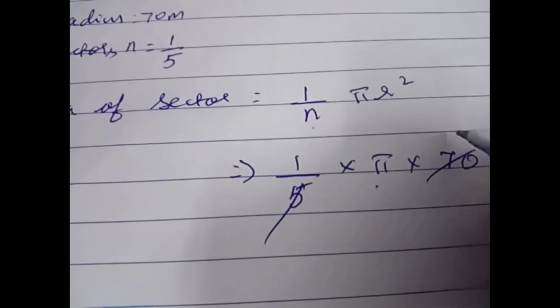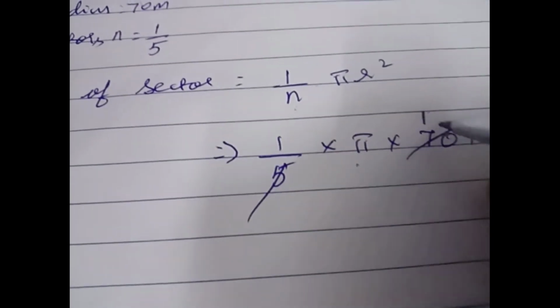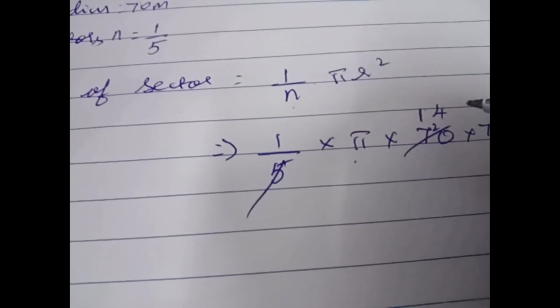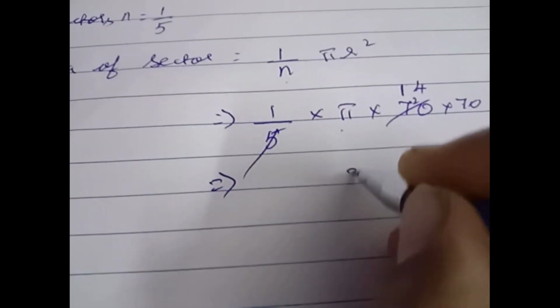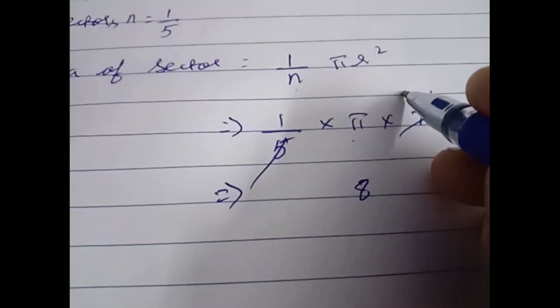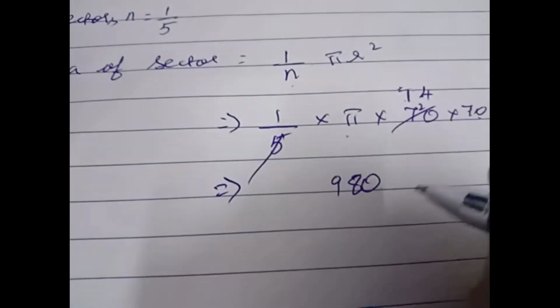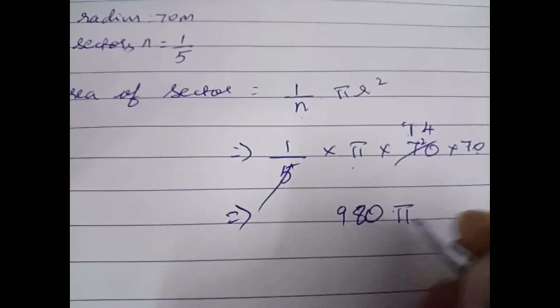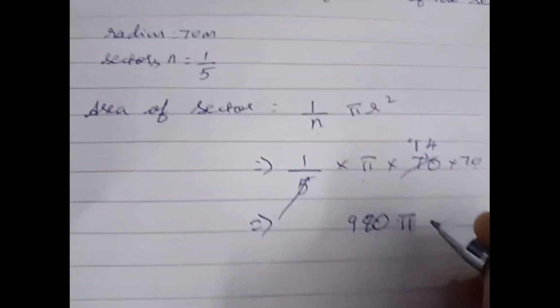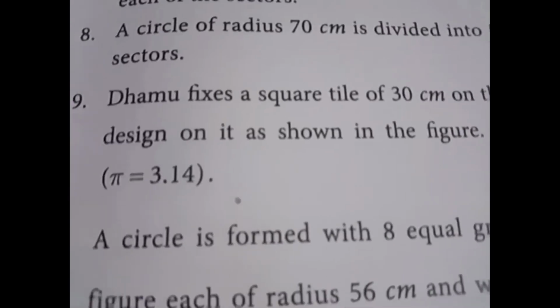In 5 table, 5 ones are 5, carry 2, 5 4s are 20. Therefore 7 4s are 28, 8 carry 2, 7 1s are 7, 7 plus 2 is 9. Then the 0. 980 pi meter square. Then the 9th question, do as a homework sum. We'll move to the 10th one.